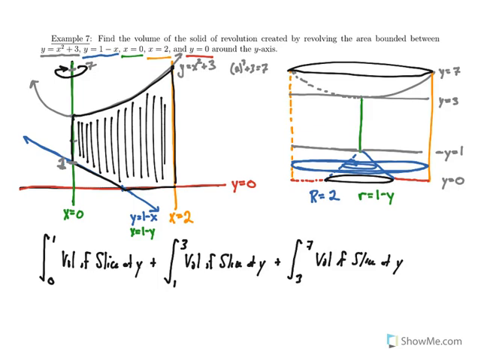Again, our big radius here is going to be from the y-axis all the way out to that line x equals 2. And the small radius is going to be to that blue line, r. So from 0 to 1, we're going to have pi times big R squared, 2 squared, minus 1 minus y squared dy.